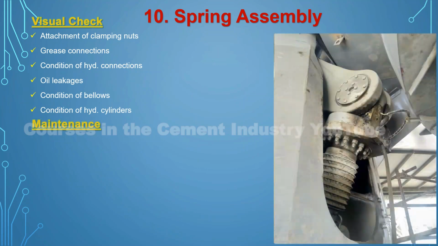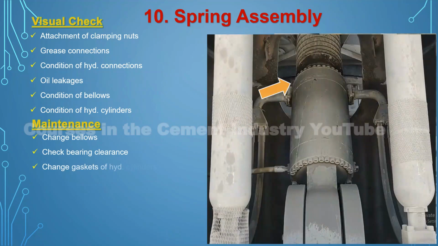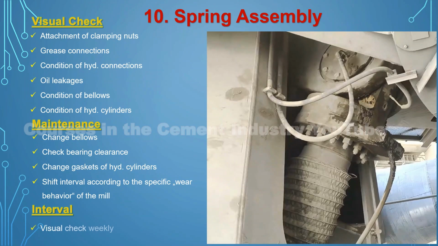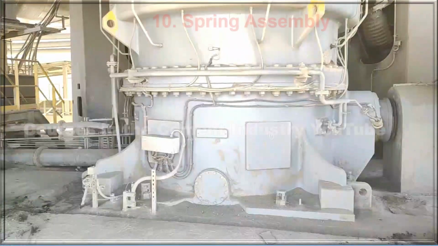Maintenance. 1. Change bellows. 2. Check bearing clearance. 3. Change gaskets of hydraulic cylinders. 4. Shift interval according to the specific wear behavior of the mill. Interval. Visual check weekly. See this video about spring assembly.